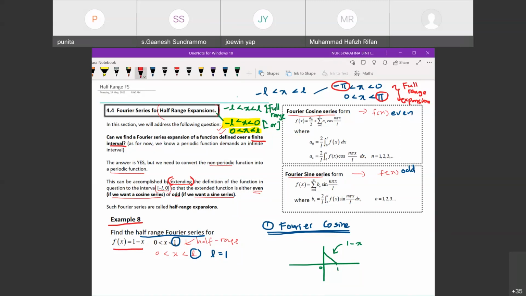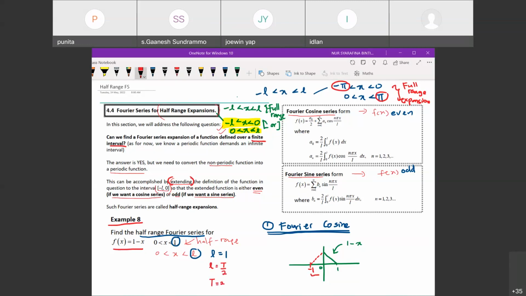Symmetry at y, meaning that it should be extended to this. Now, as you can see, the graph is even, where it is symmetric about the y-axis. Okay? And then if L equals 1, now this is a periodic function already. Since we extend, then we have L equals T over 2. L equals 1, T equals 2.